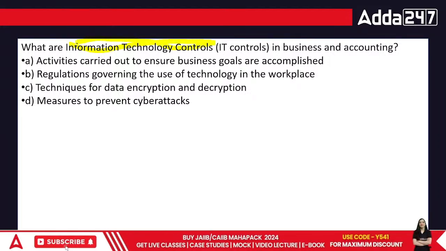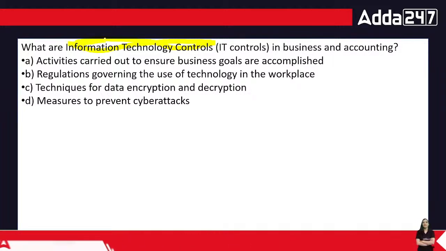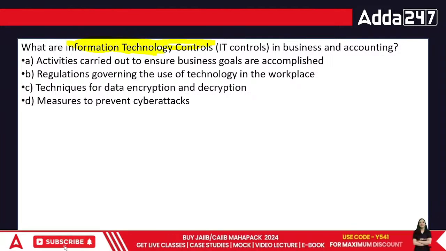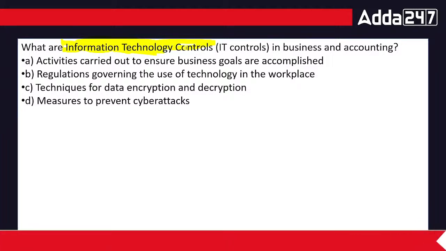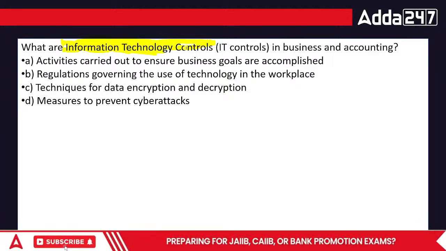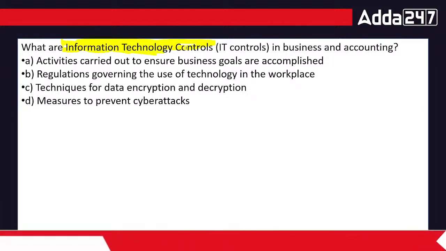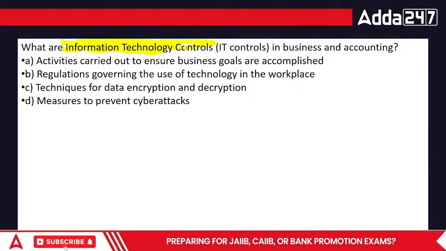IT controls have played a very important role, but earlier IT controls weren't that strong. So that's why there were loopholes in the area. So people were able to grab the information as and when they wanted to. Activities carried out to ensure business goals are accomplished. Number one, regulations governing the use of technology in the workplace. Then techniques for data encryption and decryption, or measures to prevent cyber attack.